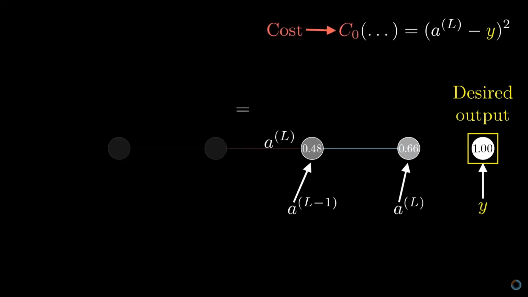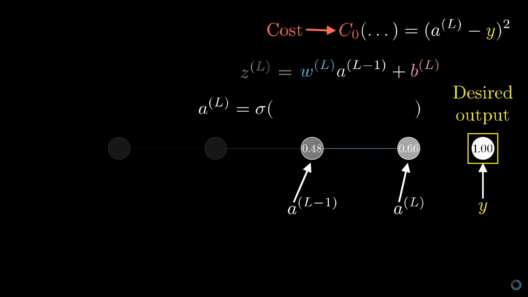As a reminder, this last activation is determined by a weight, which I'm going to call W^L, times the previous neuron's activation, plus some bias, which I'll call B^L. And then you pump that through some special nonlinear function like the sigmoid or a ReLU. It's actually going to make things easier for us if we give a special name to this weighted sum, like Z, with the same superscript as the relevant activations.